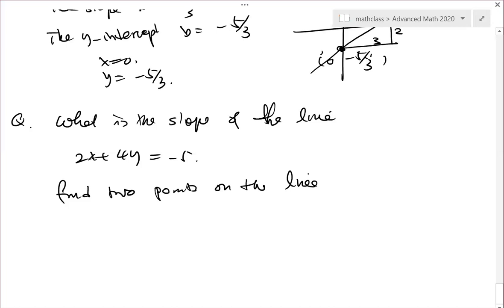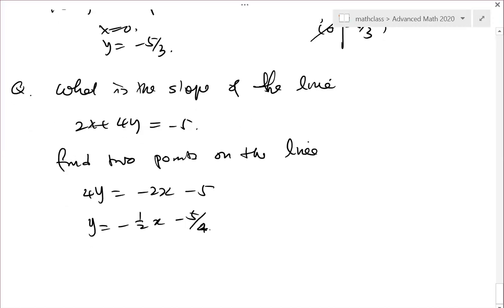Okay. So let's try it. First of all, you rewrite this equation, right? 4y equals -2x minus 5. So y is going to be 4 divided by 2 is 1/2, and 5 over 2, right? Over 4. Okay. So at least you get 1 point.